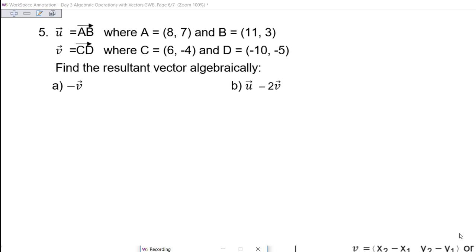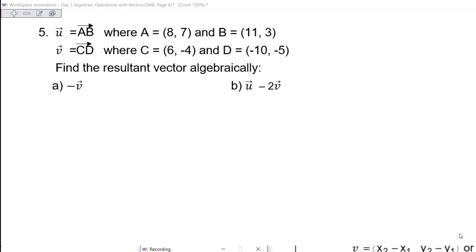It says vector U is going from point A to point B, where point A is 8, 7, and B is 11, 3. Vector V goes from point C to point D, where point C is 6, negative 4, and point D is negative 10, negative 5. We need to find the resultant vector algebraically.